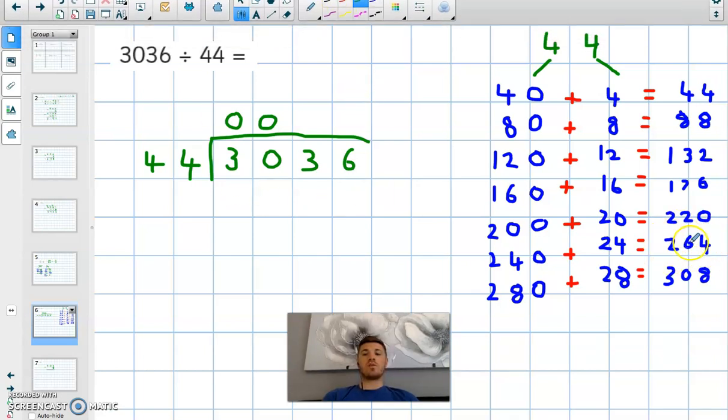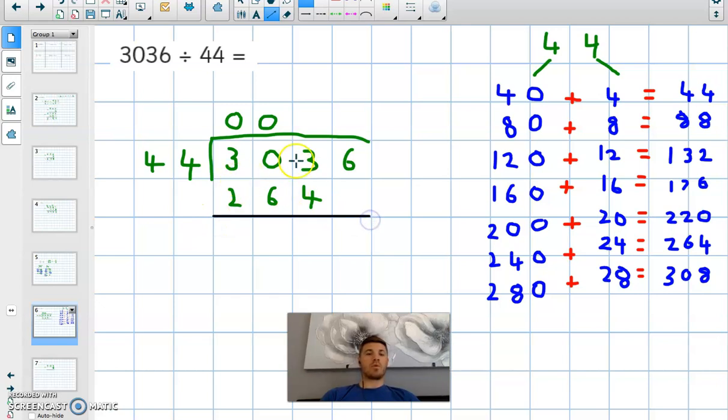So what I will need to do is use that number and write it underneath 303, because I'm going to now subtract that number away from 303. Before I do that, I must remember to write how many 44s are in 303. So there were 1, 2, 3, 4, 5, 6. Okay, so then I'm going to now subtract.